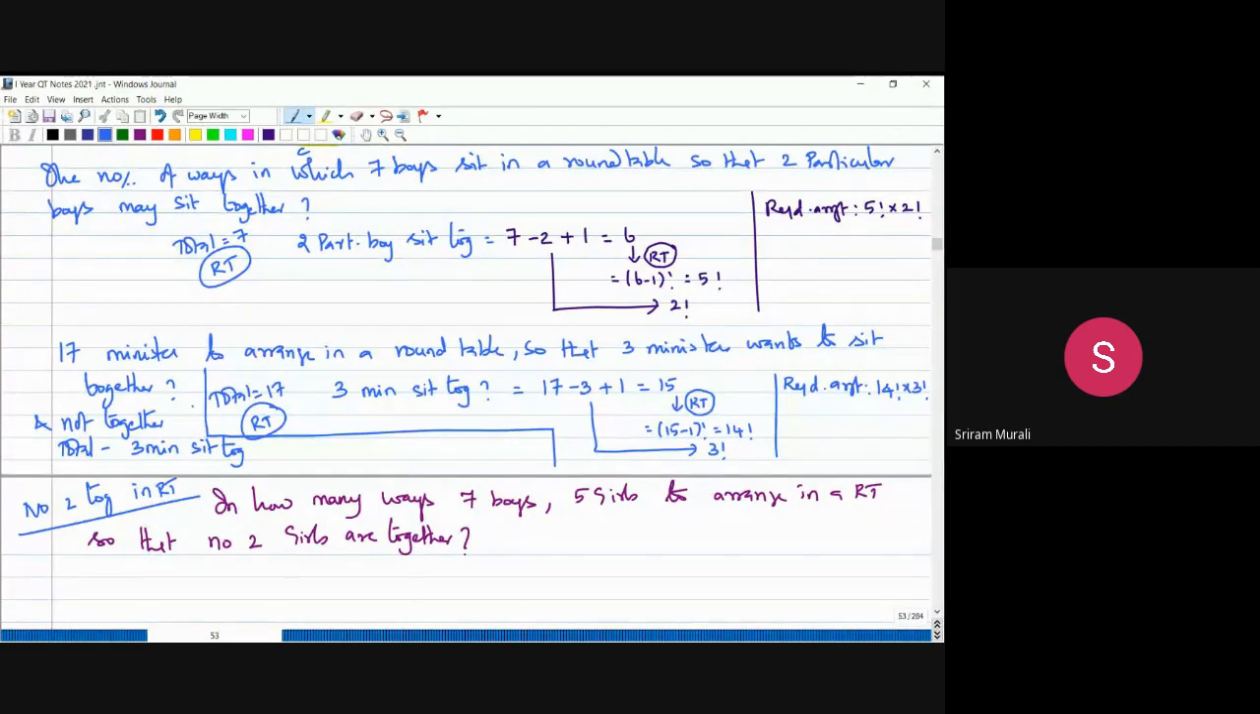Now suppose I ask for the ministers not together. The 3 ministers not together, what should we do? What is the total? 17. Since it is a round table, subtract 1, so (17 - 1) factorial is the total. From this we subtract the case we just did, 3 ministers together, which is 14 factorial into 3 factorial. That is the answer: 16 factorial minus 14 factorial into 3 factorial. Have you understood? Yes, sir.